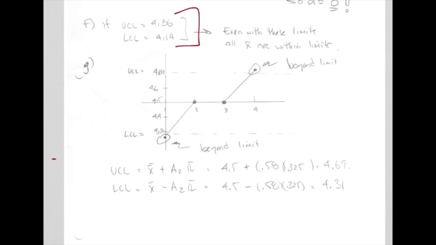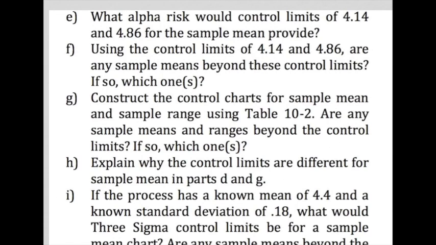Okay, everyone, let's go to the next question. The next question is G. We'll just go check what the question is saying. Construct the control charts for sample mean and sample range using table 2 now. So remember, table 2 is where we don't use the sigma, we actually use the constants that are provided. The question is, are any sample means and ranges beyond the control limits? And if so, which ones? Okay, so let's take a look at that.